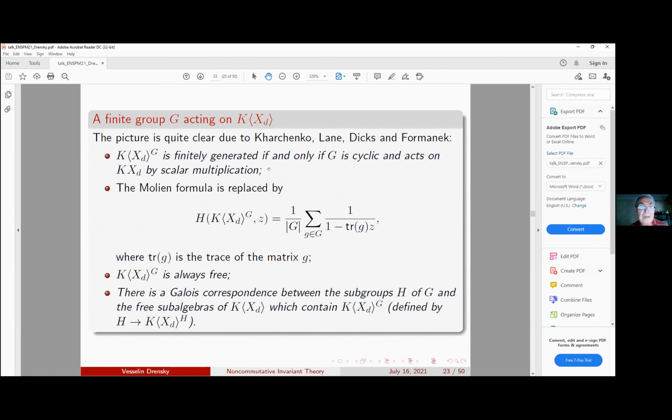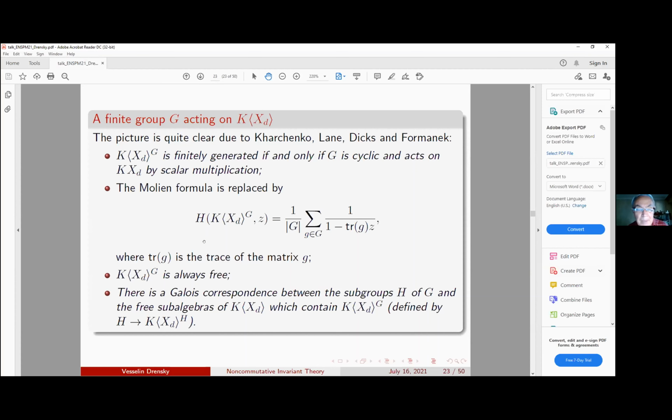Then, if you have a finite group acting on the free associative algebra, there are many results due to Kharchenko, Lane, Dicks, Formanek and others. When this algebra of invariants is finitely generated, it's finitely generated only if the group is cyclic and acts by scalar multiplication. So, really a trivial case.